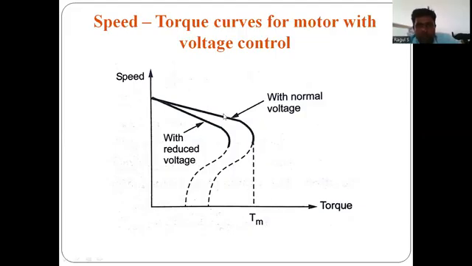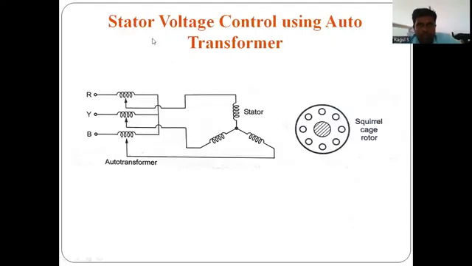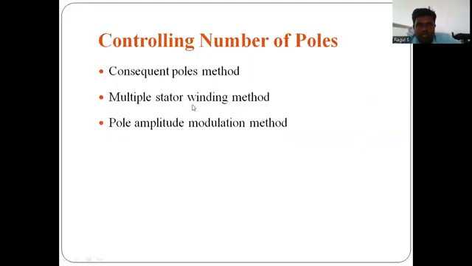At nominal voltage, the maximum torque is high. Whenever the voltage value is reduced, the maximum torque also reduces. This is the simplest method to change the stator voltage. The three-phase supply is not directly connected to the stator winding. Through the auto transformer only, the input supply is connected to the stator winding. When we change the auto transformer, the turns change, so the voltage changes.